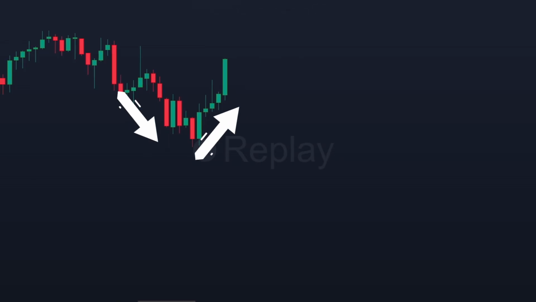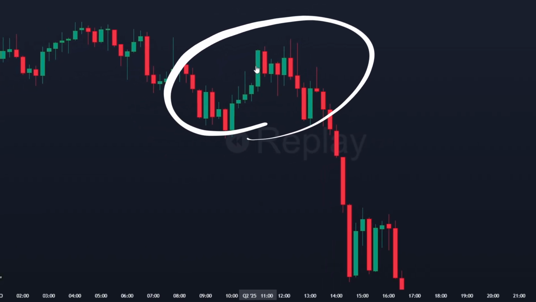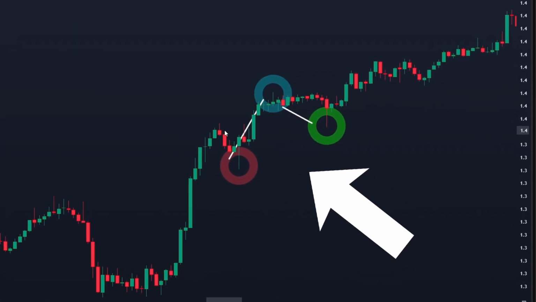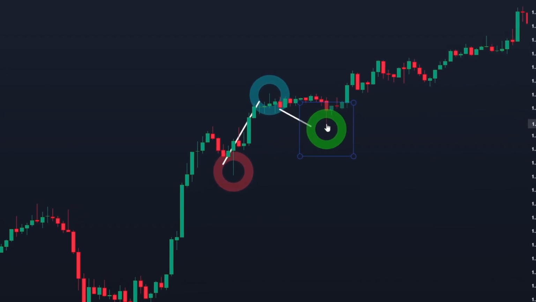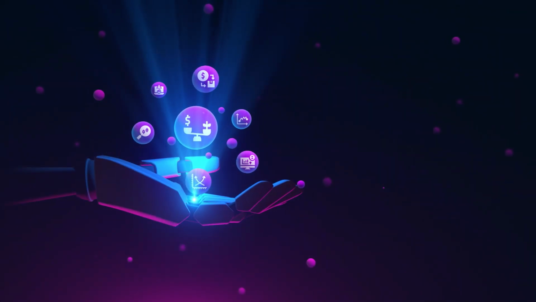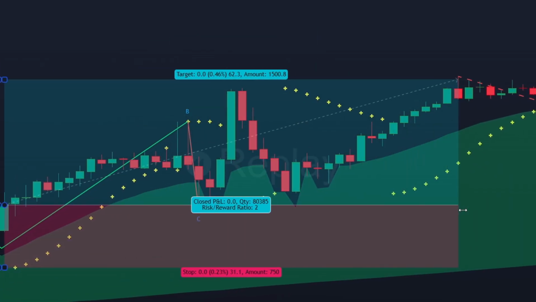Have you ever looked at price pulling back during a trend and thought, this might be the perfect spot to open a trade? Well, that's the whole idea behind the ABC trading strategy, also known by some traders as the 1-2-3 strategy. It's a simple yet powerful price action concept that helps you catch trades during pullbacks in trending markets.